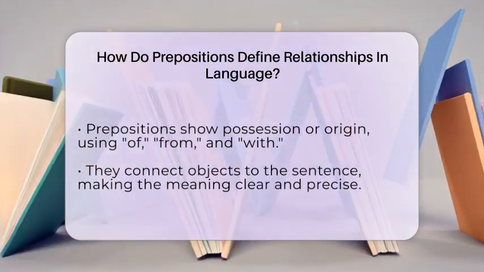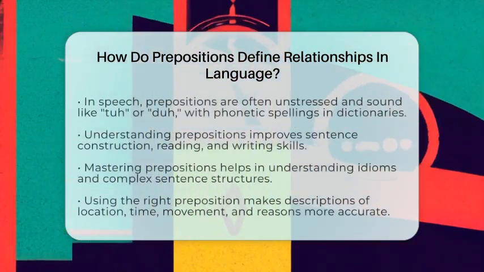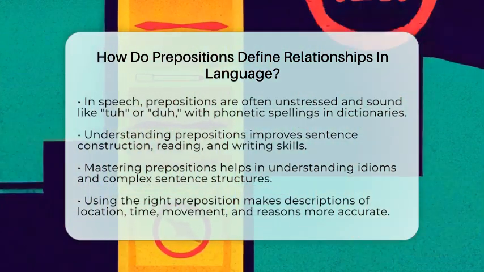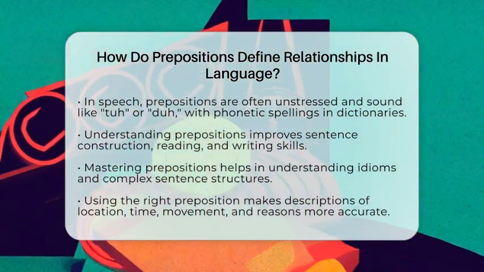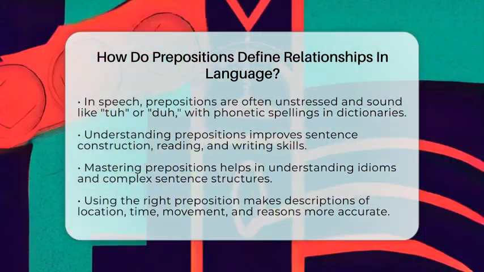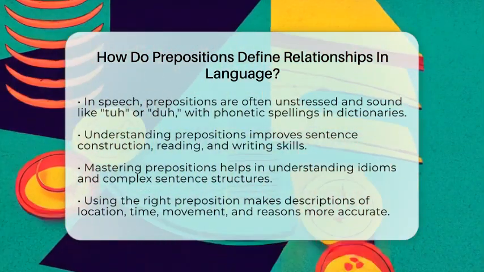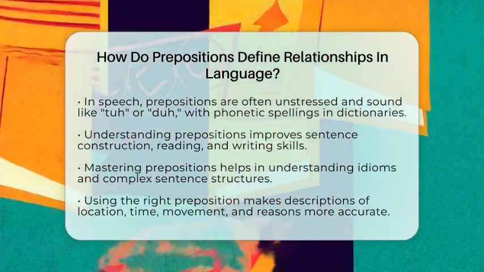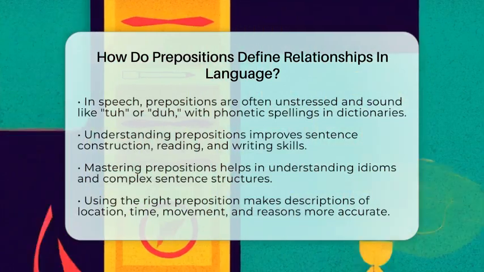In terms of how they are used, prepositions connect the object to the rest of the sentence, making the meaning clear. They are usually short words that are spoken quickly and softly. In speech, they often sound like "tuh" or "duh" because they are unstressed. Dictionaries list prepositions with their phonetic spellings to help us pronounce them correctly.